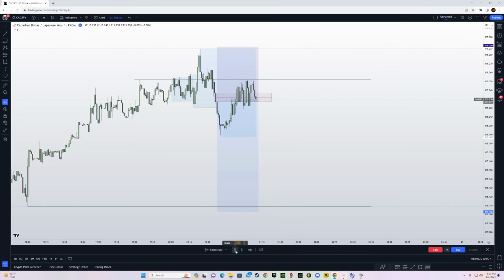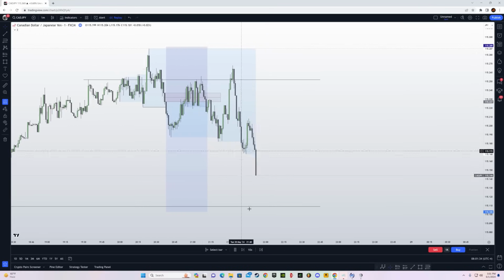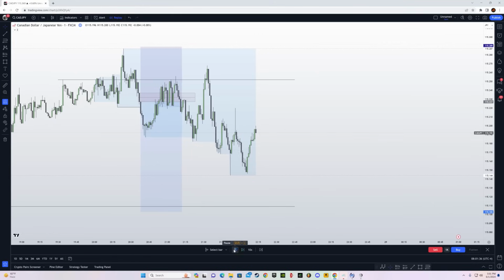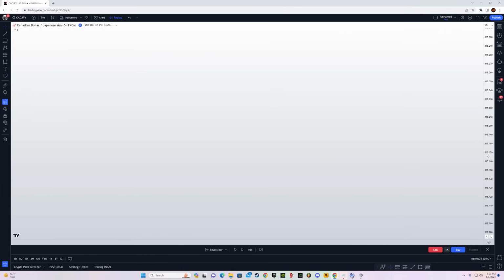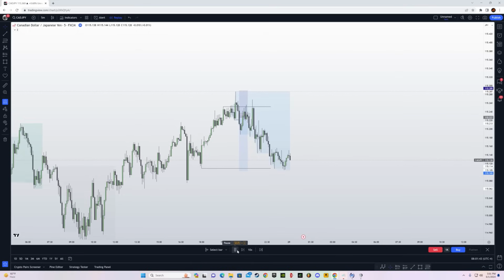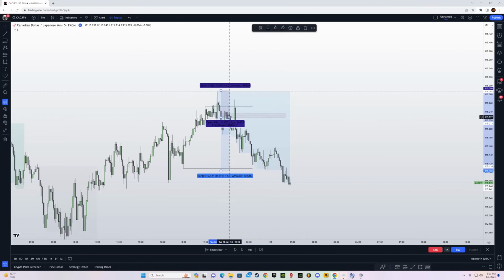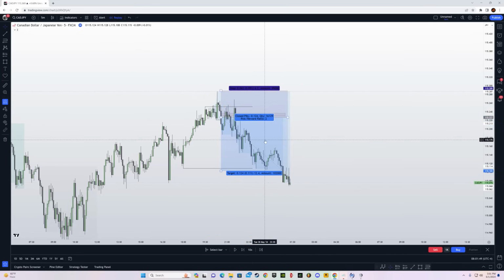So we get a tap, we go into a little bit of drawdown here, and push back up once again. But eventually, if I go to the 5 minute time frame, you're going to see that price hits the take profit level. Of course, with the benefit of hindsight, you can see that the take profit level was hit. So let me give you guys some more examples.